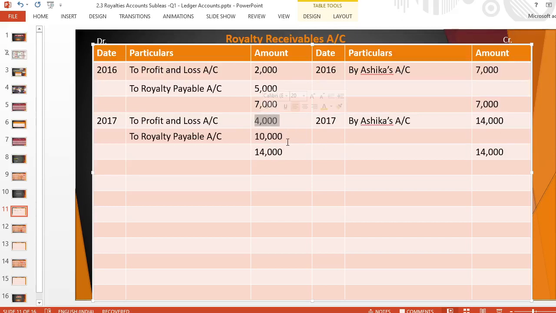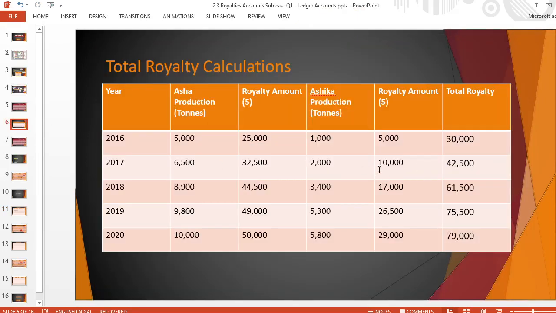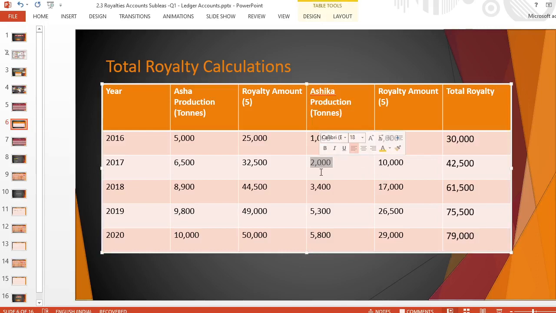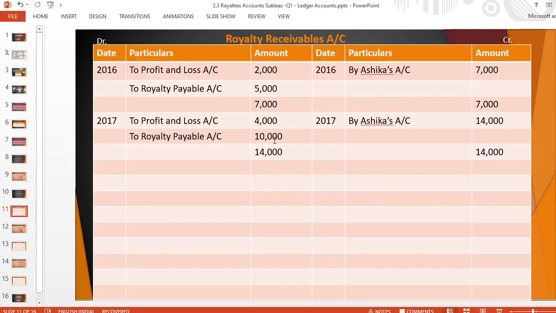rupees, what is left, this represents profit. So here you can check in the table. In the second year the output was 2,000. So on 2,000 into 2 rupees. So 2 rupees, because 5 rupees is the main royalty under the main lease, and the sublease royalty payable per ton is 7 rupees. 7 minus 5, 2 rupees per ton is Asha's profit, the lessee's profit. So this 2 rupees into 2,000, 4,000 rupees will be transferred to profit and loss account.